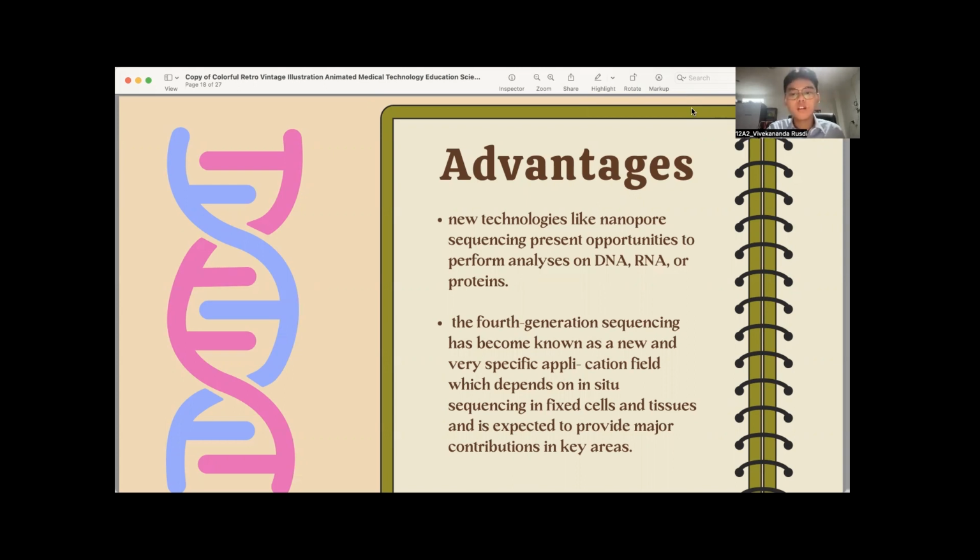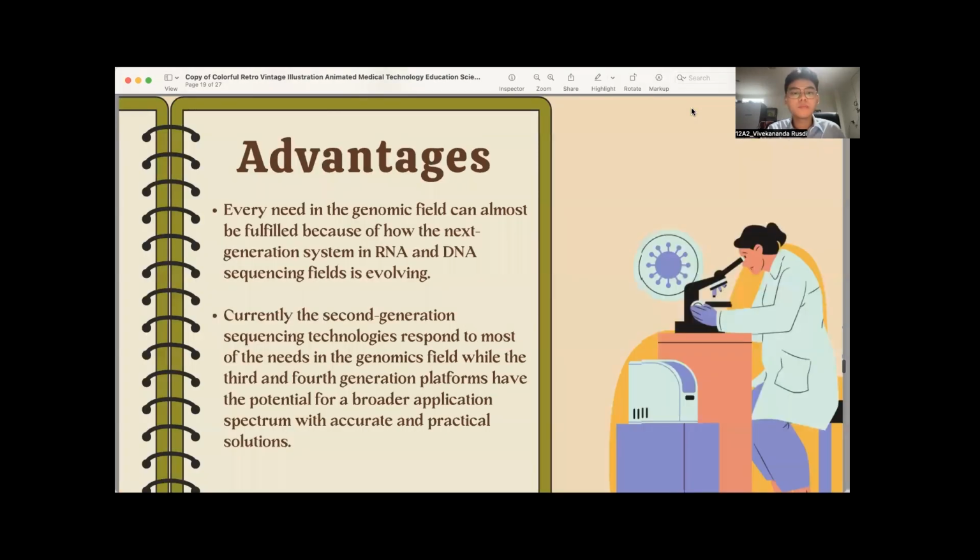Today I'm going to present about the advantages of next generation sequencing. New technologies like nanopore sequencing present opportunities to perform analysis on DNA, RNA, or even proteins. The fourth generation sequencing has become known as a new and very specific application field which depends on in situ sequencing in fixed cells and tissues, and is expected to provide major contributions in key areas.